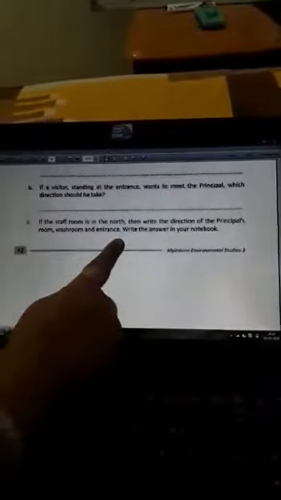Okay, now if the staff room is in the north, then write the direction of the principal's room, washroom and entrance. Write the answer in your notebook.